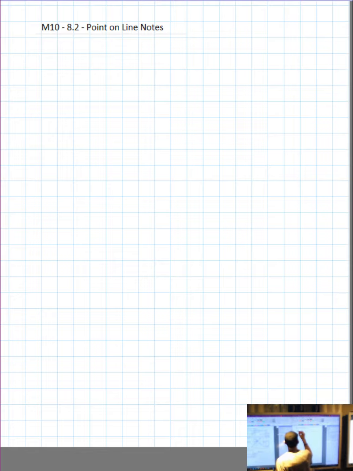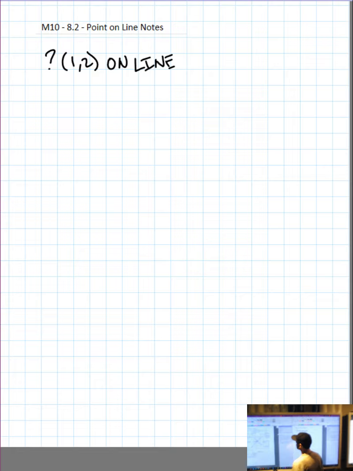Okay, so let's make a question. Is (1, 2) on the line? Well, let's take an equation like y = x + 1. Directly above or below the point, say x, y. Then carefully substitute the x value for x and the y value for y.